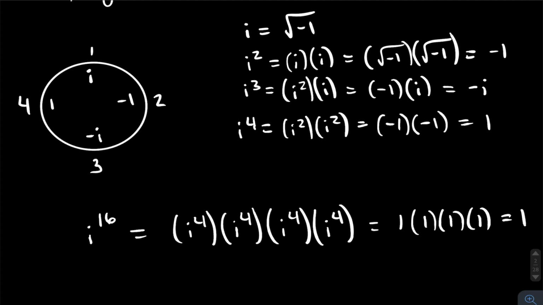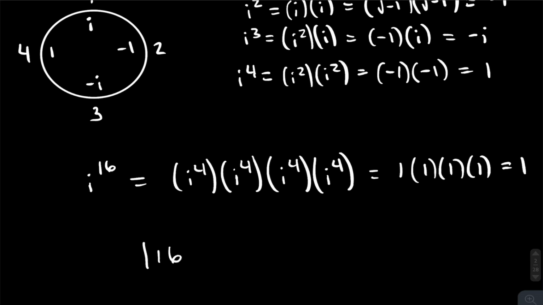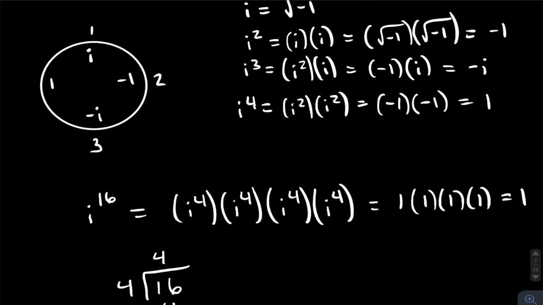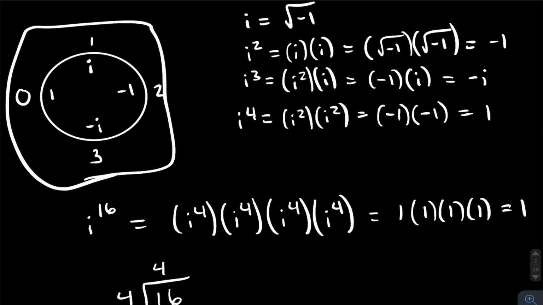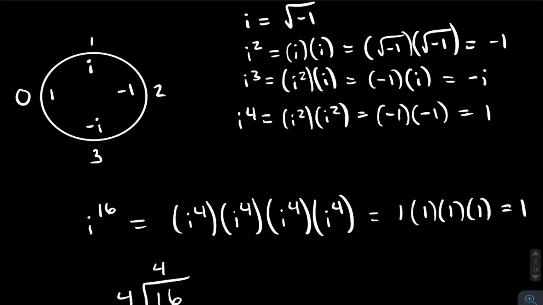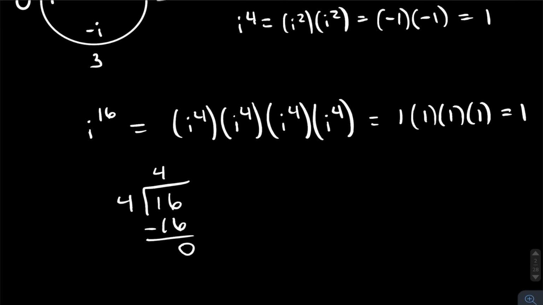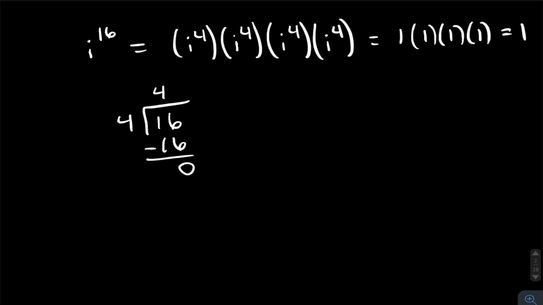Now, how you could have also figured that out is, what's the remainder when you divide 16 by 4? If you divide 16 by 4, you get 4, and that 16 goes away, so you have 0 as your remainder. That's why when I draw this circle, I like to put this as 0, because it illustrates what you have left over as a remainder. And so 5i to the 16, if we know that i to the 16 is 1, we can just write as 5. I'll make space for that down here, so we'll be writing our final product down here.